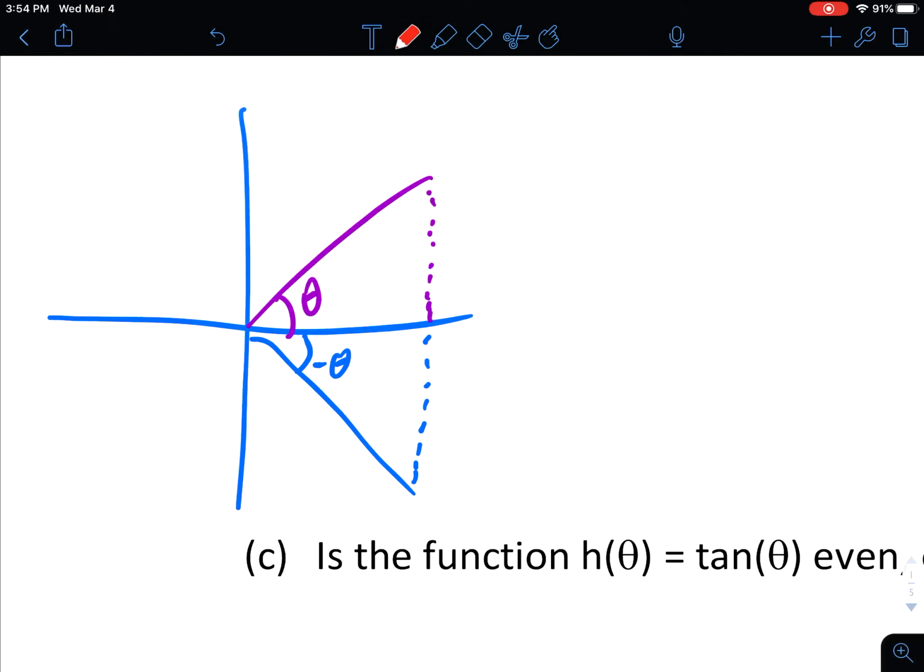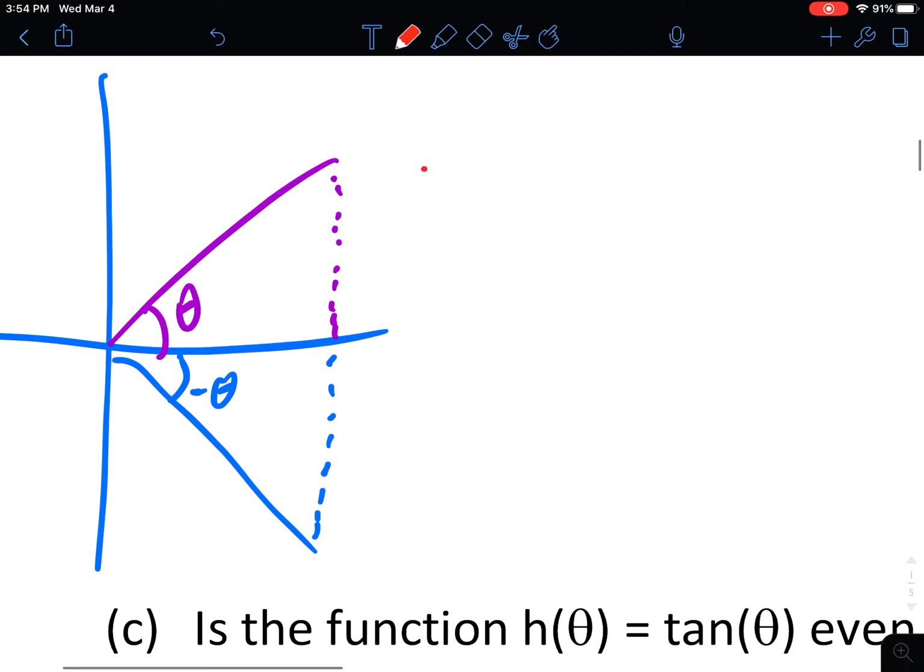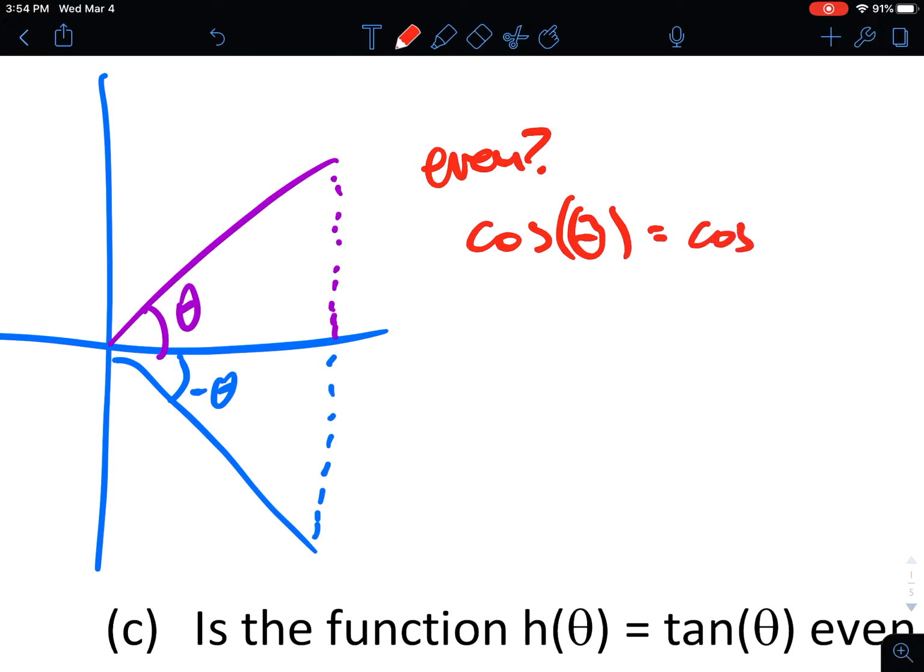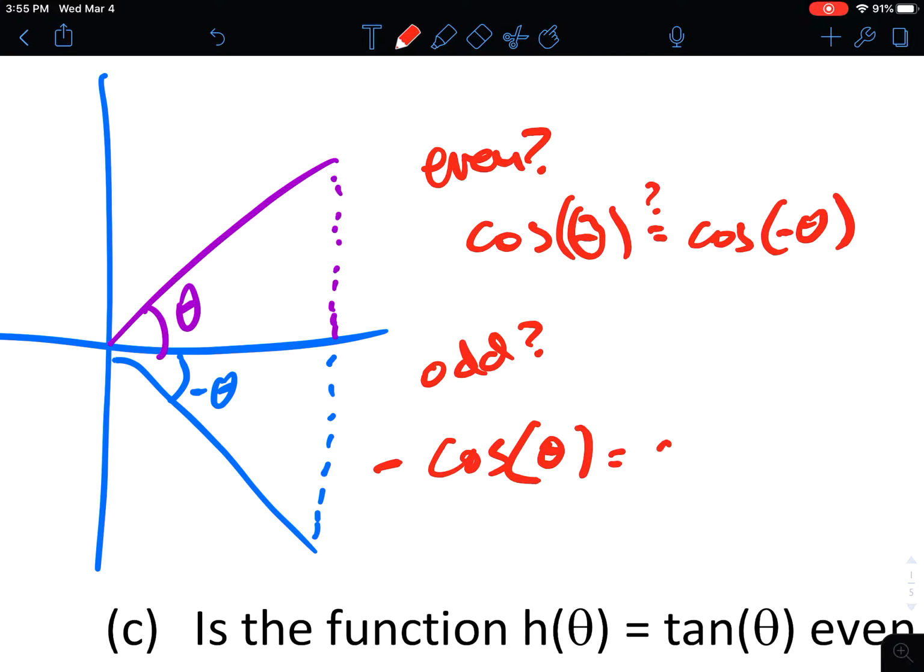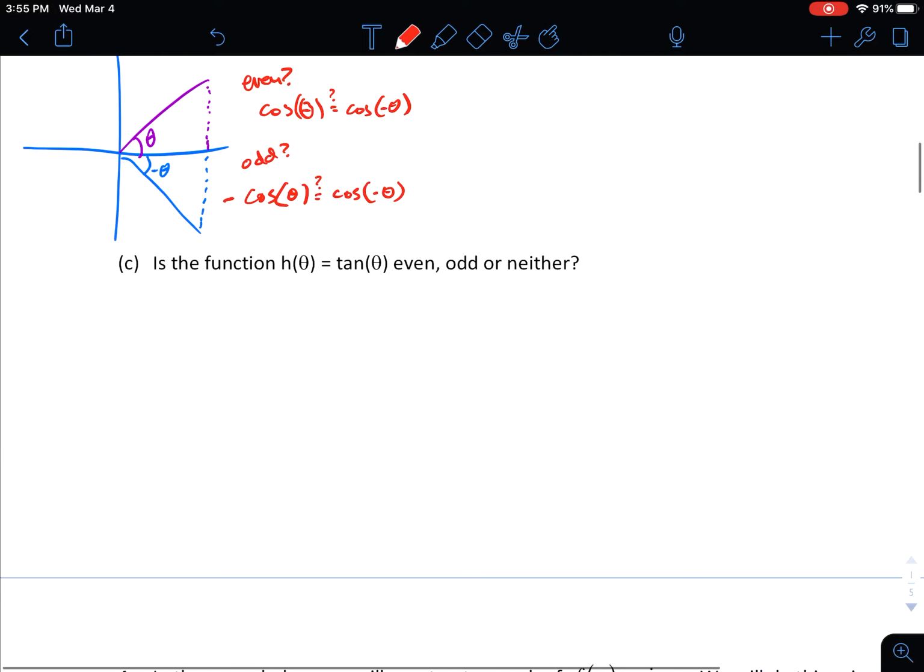It may be the case if cosine were an even function, then that would mean that cosine of theta would be equal to cosine of negative theta. If it were odd, it would be the case that negative cosine of theta would be equal to cosine of negative theta. And if neither of those things were true, then it would be neither. I won't tell you the answer, you can figure it out. You can do the same thing with tangent.